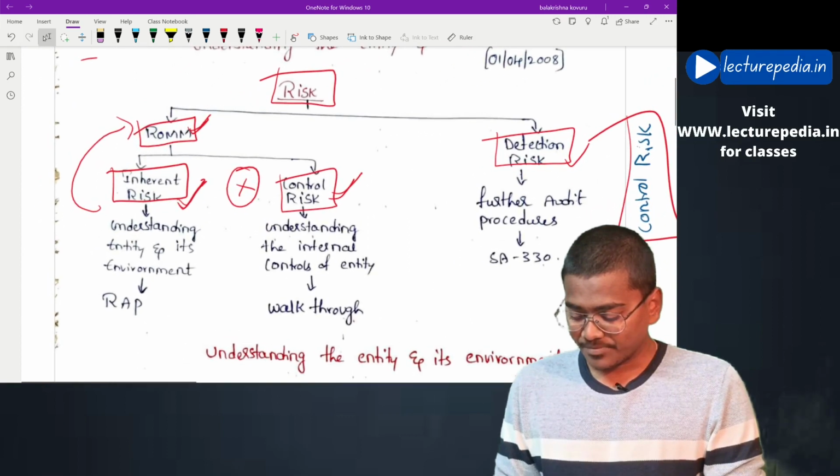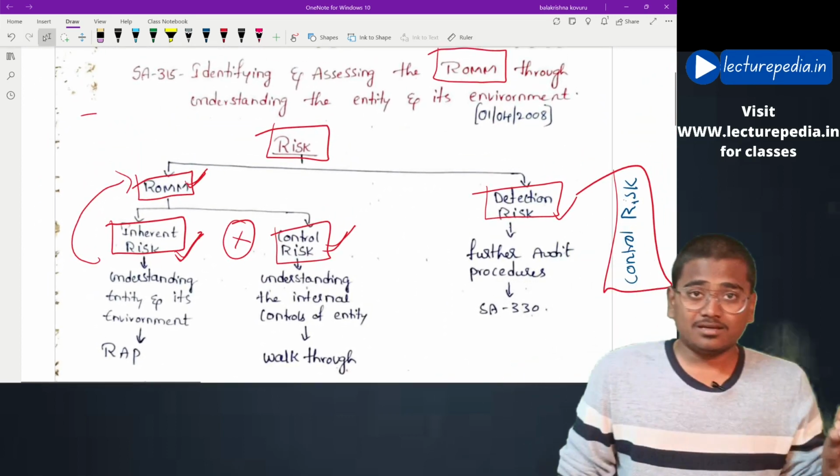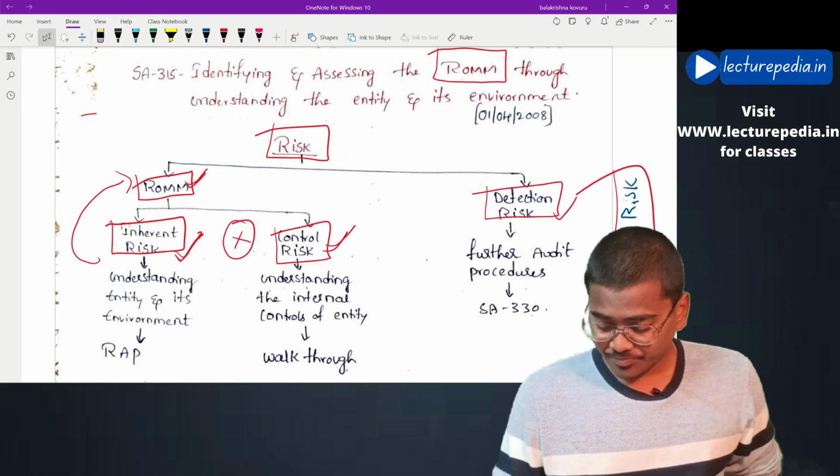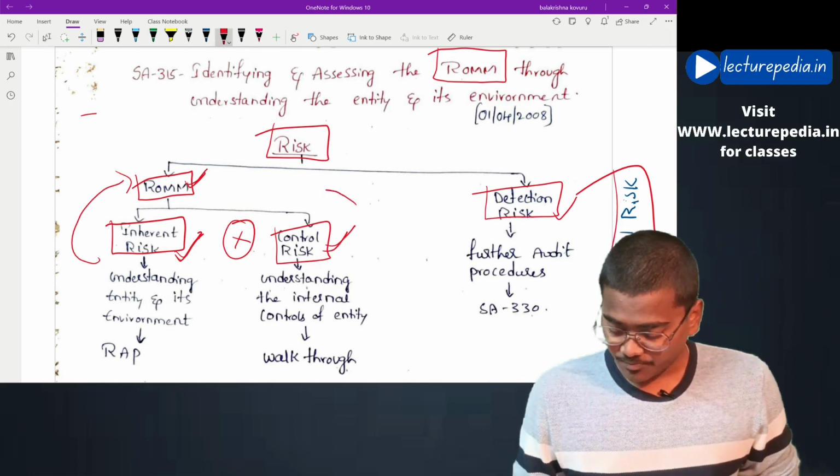Now, the SA 315 concentrates on this aspect.